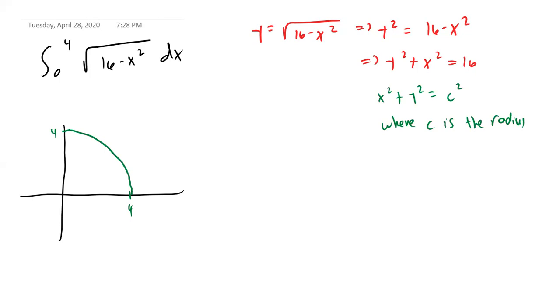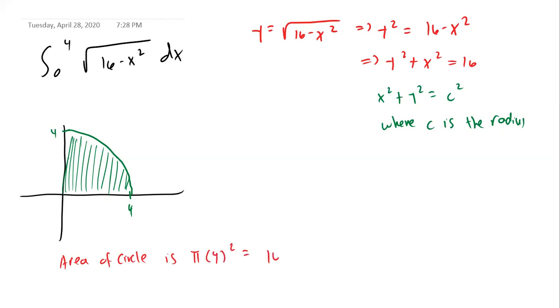So what's the net area? Well, it's the area bounded by the function and the x-axis. Since our function is positive, it's just this part here. So what's that area? Well, we already know that that's just 1/4 of the area of a circle, right? What's the area of a circle? It's pi r squared. So the area of the whole circle is pi r squared, where our radius is 4, so pi times 4 squared equals 16 pi.